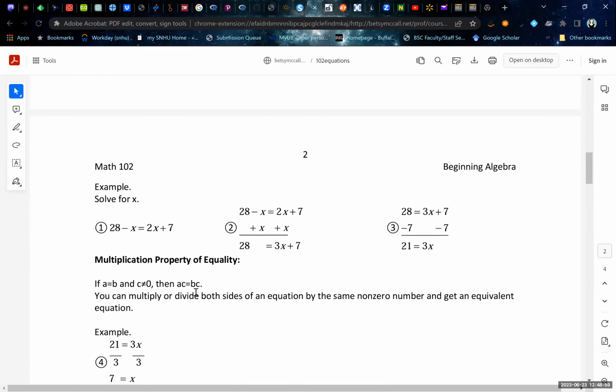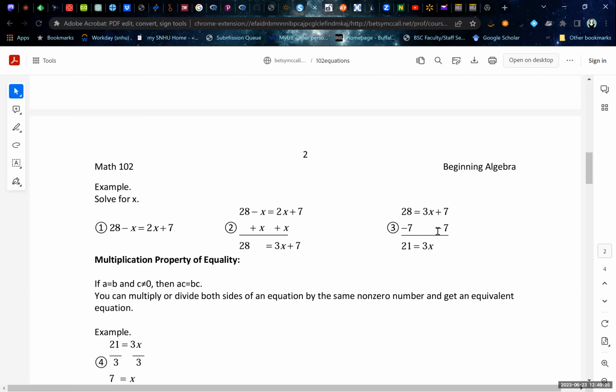So here's an example. 28 minus x is equal to 2x plus 7. I'm going to add x to both sides of the equation. And then negative x plus x gives me 0x, which I don't have to write. And then 2x plus x gives me 3x. And so I've simplified this expression by using this equality property of addition.